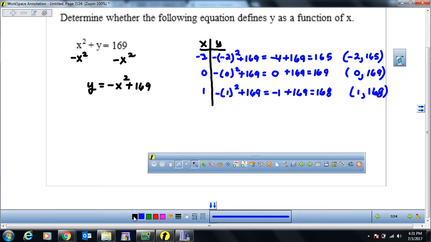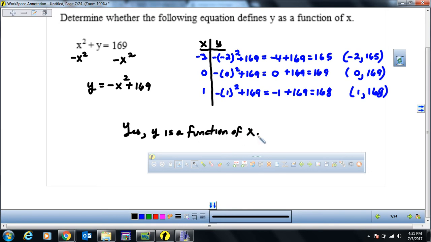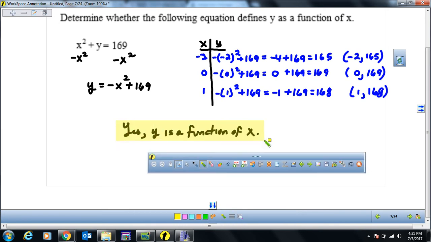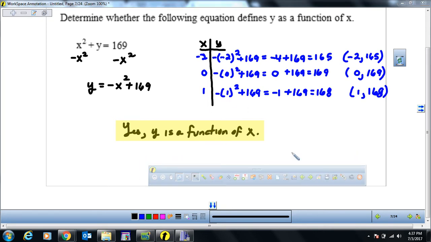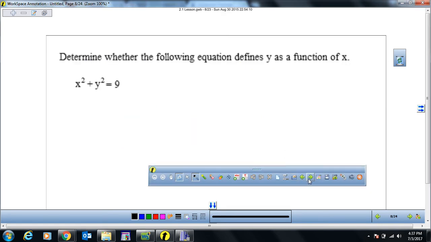So what does that tell us? We can continue with the table, but this tells us that yes, y is a function of x in this equation. When I say y is a function of x, that means that it is a function. That's what we're basically saying. Later I'm going to give you a better idea of how to remember, when we see these types of equations, an easier way to determine if they are functions or not. Okay?